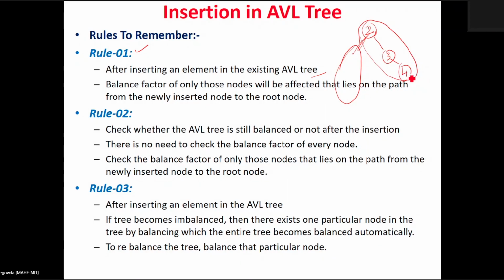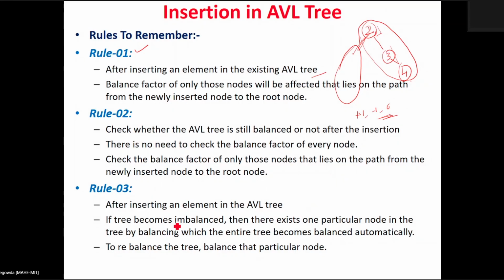That means the nodes that come along the path when you traverse from the newly inserted node to the root node, say for example 2, 3, including the 2. Only those nodes are affected here. The second rule: check whether the AVL tree is still balanced or not. After inserting, you have to check whether the balance factor is within the given values, +1, -1 or 0. There is no need to check the balance factor of every node, as I already told you. Check the balance factor of only those nodes that lie on the path from the newly inserted node.